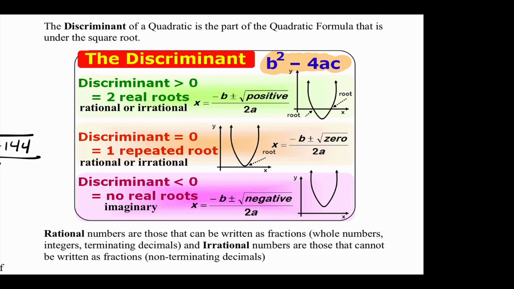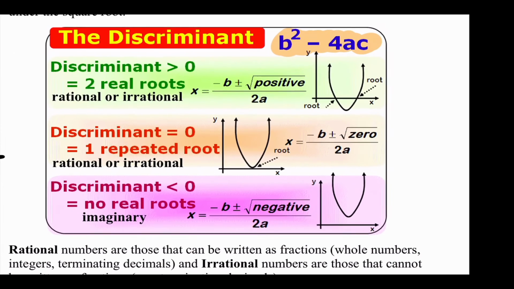So using the discriminant, we can tell one of three things. If it's greater than 0, meaning positive, that means we have two real answers. So that means we have two roots that are real. It crosses the x-axis in two spots. Now they might be rational or irrational. I'll explain how to do that in a little bit.